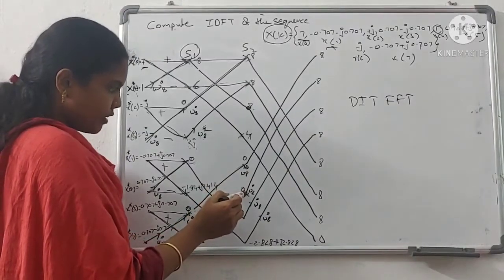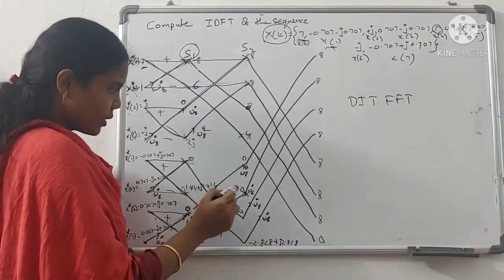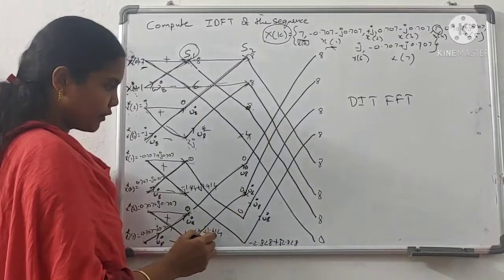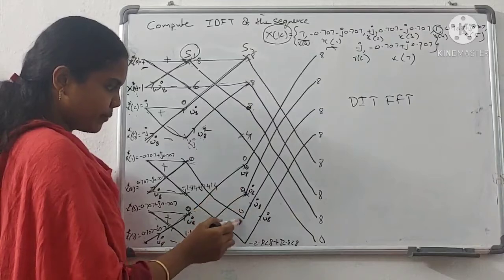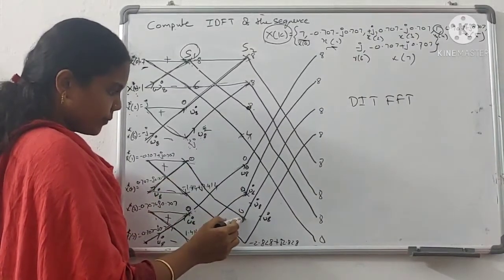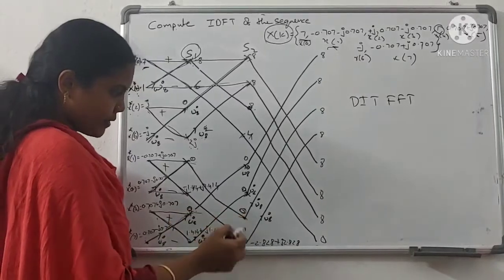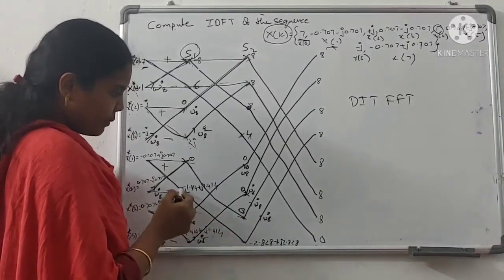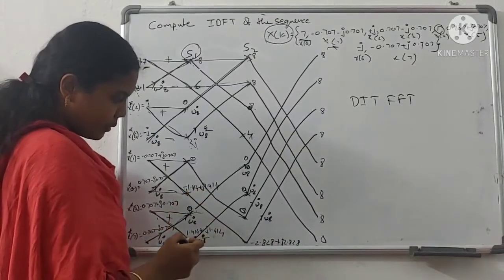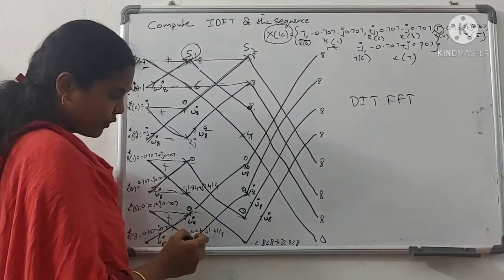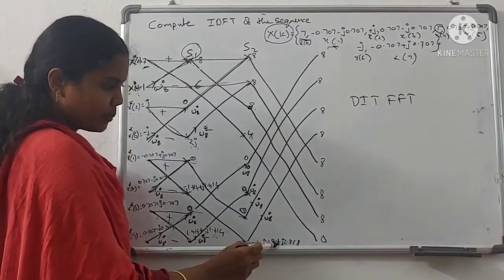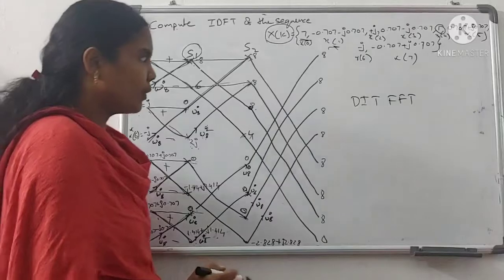Here one input is minus 1.414 plus j 1.414, other input is 1.414 plus j 1.414. Both are cancelled, you are getting 0. Okay. So in the same way, next one is one input is 0, other input is 0. You are getting 0. Next, one input is minus 1.414 plus j 1.414. Other input is W_8^2 into 1.414 plus j 1.414. You are getting minus 2.88 plus j 2.88.